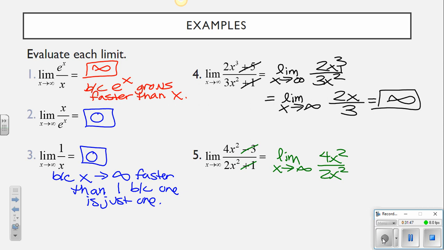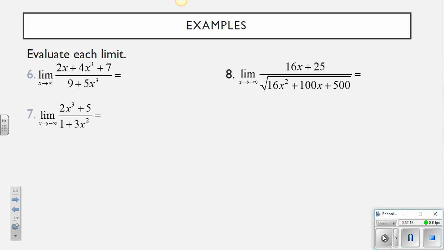4x squared over 2x squared. Do you guys see what's happening here with these x squareds? They divide. So now it's just going to be the ratio of the coefficients. So what's the limit as x approaches infinity of 4 over 2? 2. So sometimes you will get a whole value that's not infinity, not 0, that's actually just a ratio of the two coefficients. All right, let's do a couple more examples here.